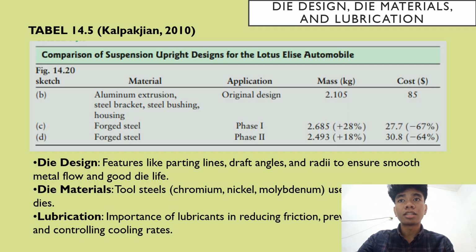Next is die design, material, and lubrication, Table 14.5. Die design includes features like parting line, draft angle, and radii. Dies are typically made from tool steel containing chromium, nickel, and molybdenum. Lubrication helps reduce friction, prevent sticking, and control cooling.